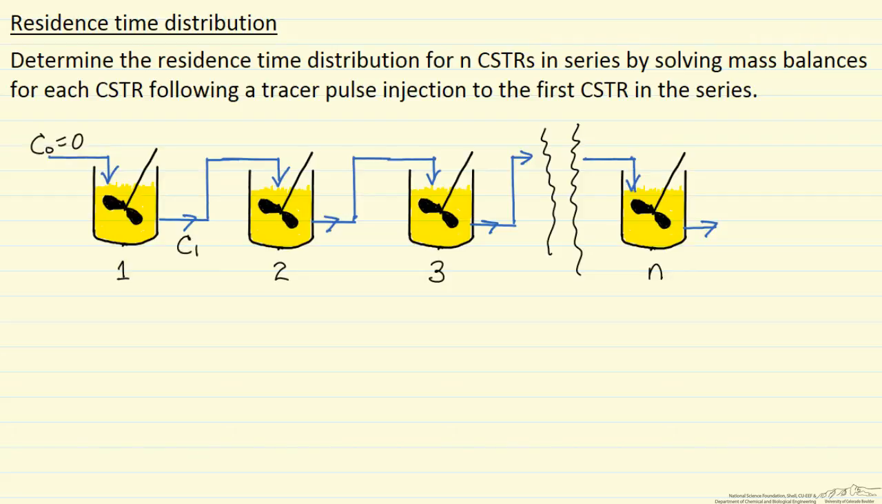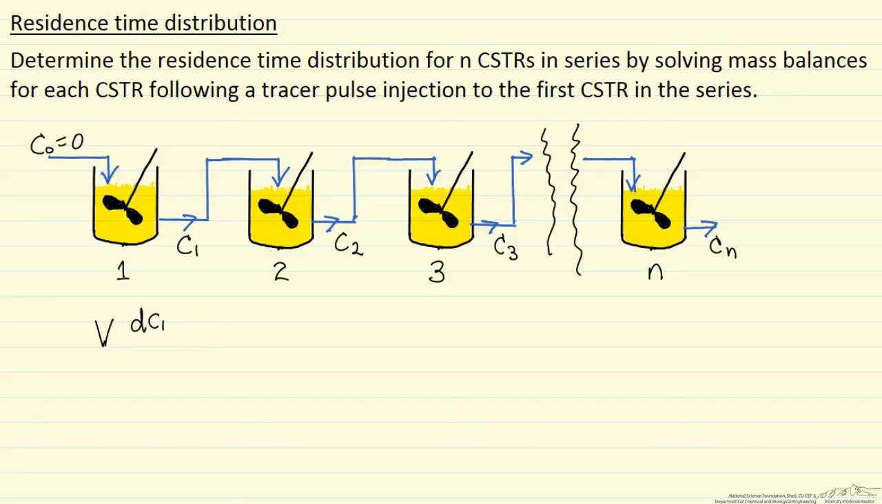We'll call this C1, and of course the concentration leaving the first CSTR is the same as the concentration in the first CSTR. C1 now is the concentration entering the second one, so C2 is leaving, C3, and then Cn for the nth CSTR. And so we're going to set up the mass balance for the first CSTR. We have the volume of the CSTR. Each CSTR has the same volume.